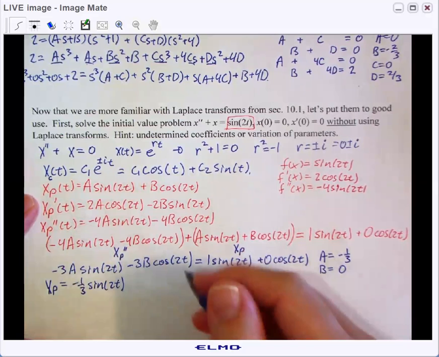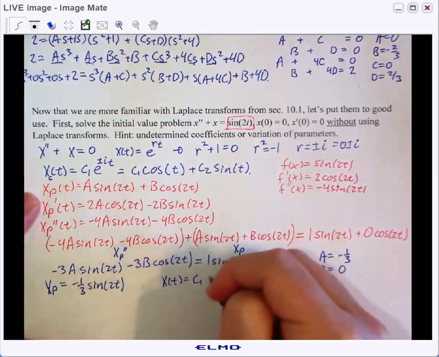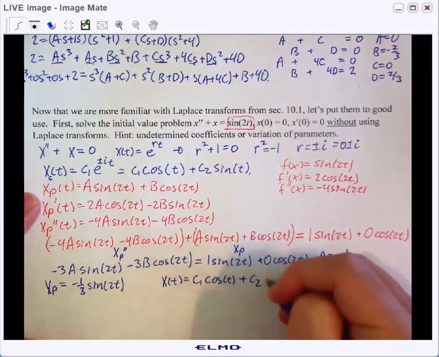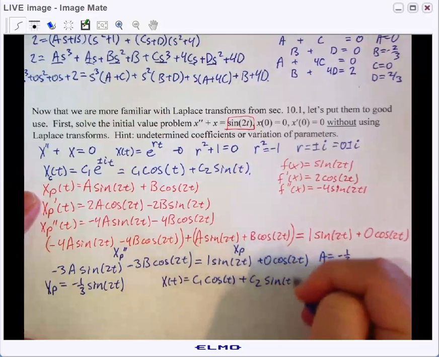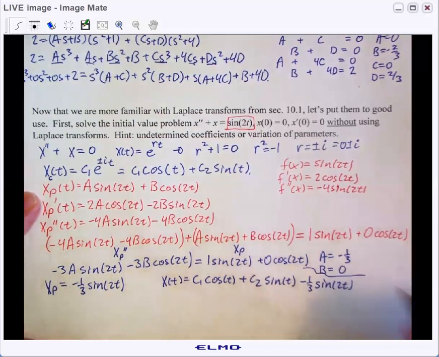So this has got to be x. So x of t is equal to c1 cosine of t plus c2 sine of t minus 1/3 sine of 2t. All right, so we've now solved this guy. We solved our differential equation, and we can find c1 and c2 using our initial values.